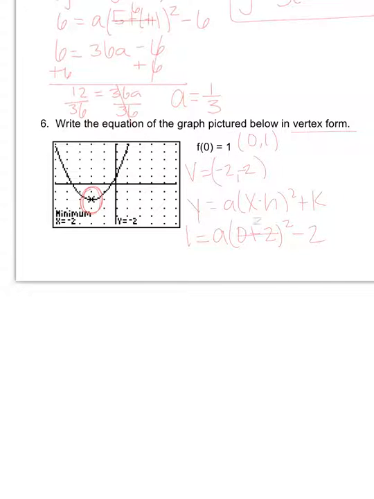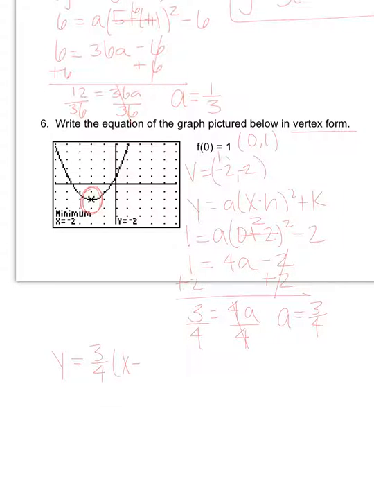So inside parentheses, that's 2, but we have to square it, so that's going to give you a 4a, and then we'll add 2 to both sides. So you should end up with 3 equals 4a. So when you divide, a would equal 3/4. Okay, so writing your equation, y equals 3/4, x minus your h, which is a negative 2, so that'll make it plus 2 squared, and then plus your k, so that's minus 2.